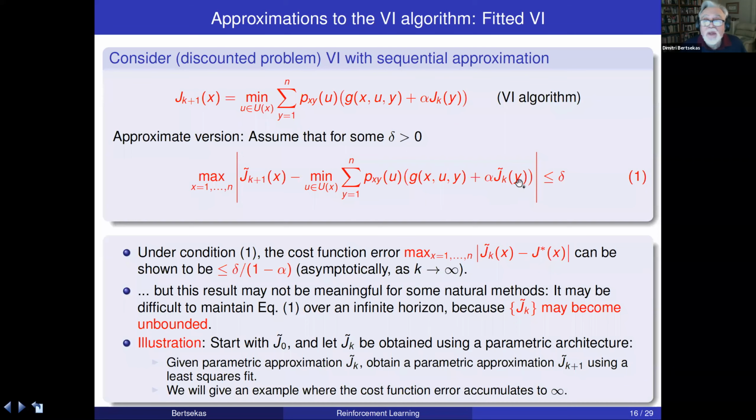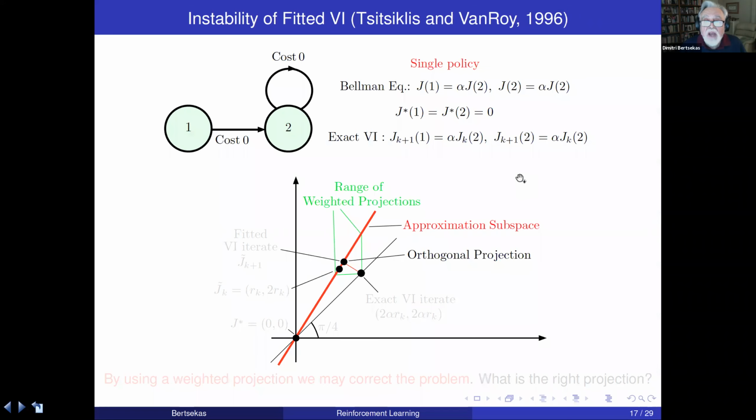We're talking about fitted value iteration and approximations, and here's the example I want to give you. It's an old example, and it deals with the instability of fitted value iteration. Now, this is also a very, very simple discounted cost example. It involves a single policy and two states, 1 and 2. And that policy moves from 1 to 2 deterministically and stays at 2 deterministically, in both cases with cost 0.